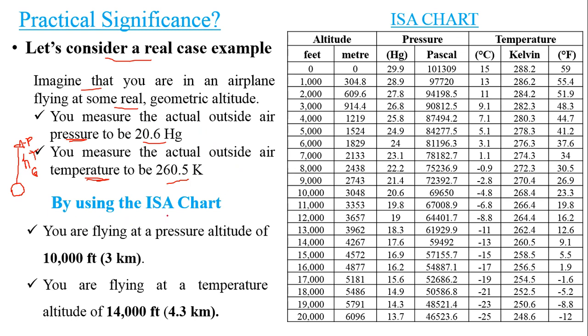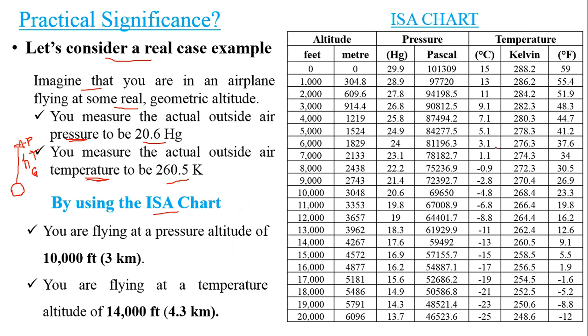When we use the international standard atmosphere chart, which would generally be provided in exams as an attachment or appendix, we know that we have measured the pressure at this altitude. So if I see the pressure range, and refer to the altitude range at that point, we can find out the altitude at which we are flying.